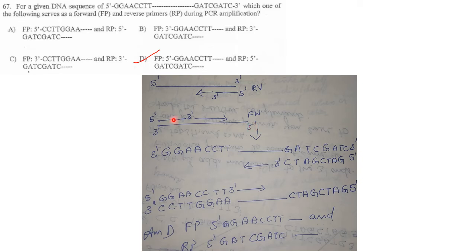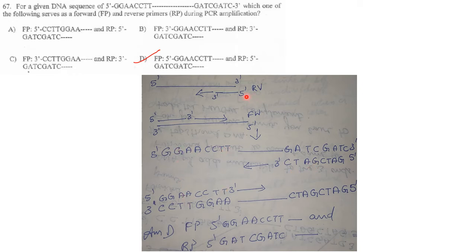So we can see that the primer is the same as the sequence of the 5', 3' strand of the DNA. So the forward primer remains the same as that of the given strand. So GGAACCTT. This particular primer sequence is the same as the sequence of the strand in the 5', 3' direction. So that is the forward primer.